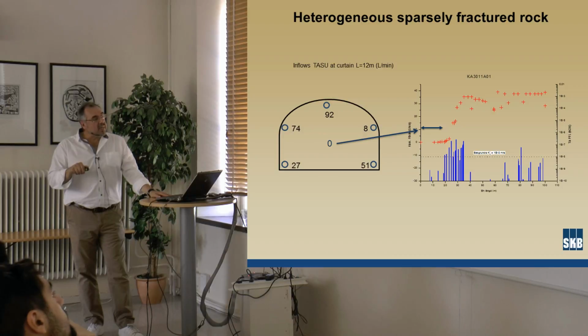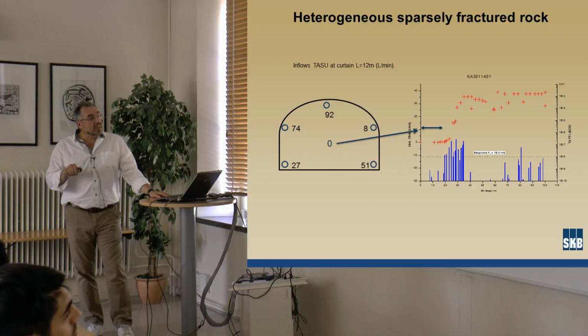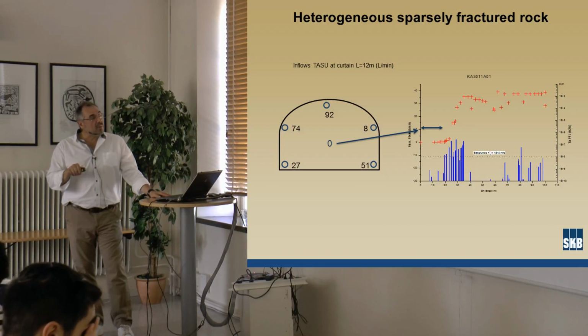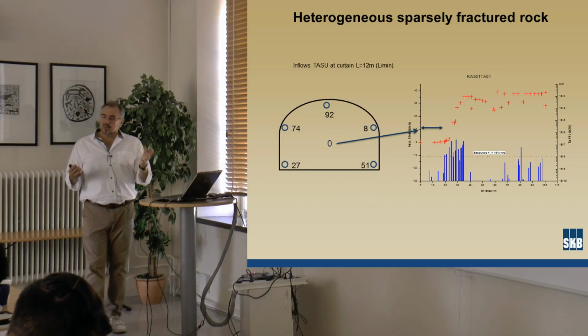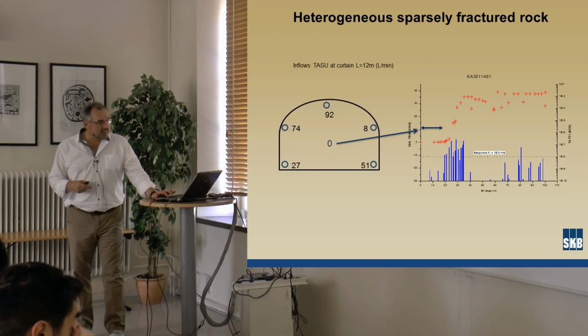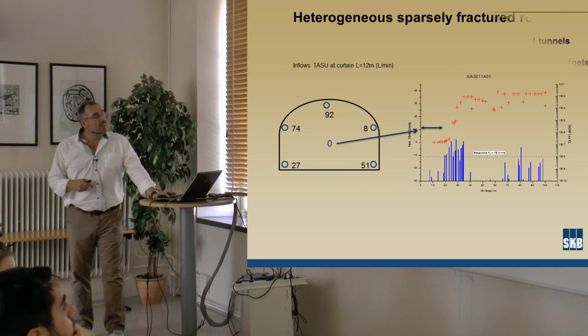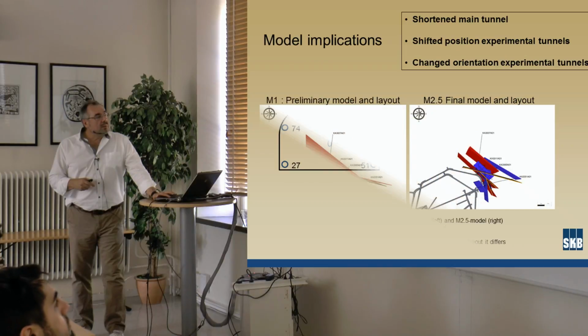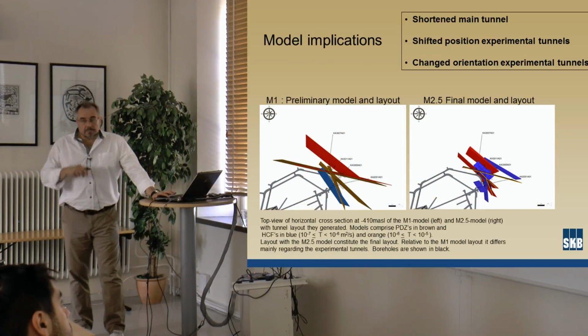Now, for the same length, for the 5 different probe holes, we obtained very different results. So these are in liters per minute. We have 0 here, and we have up to 92. So this is a very heterogeneous system, and that's why we need to characterize it a lot to understand it.